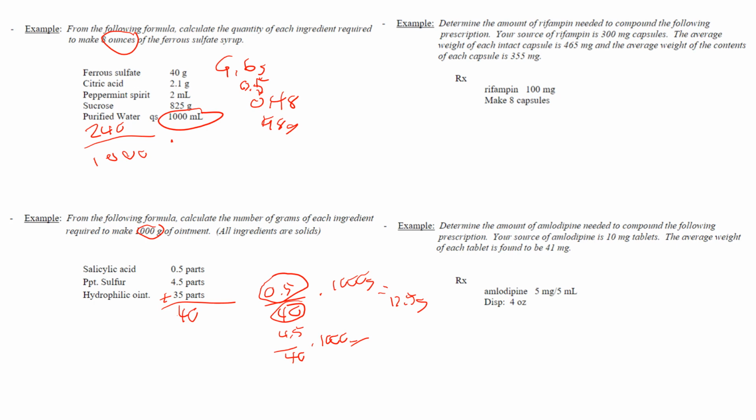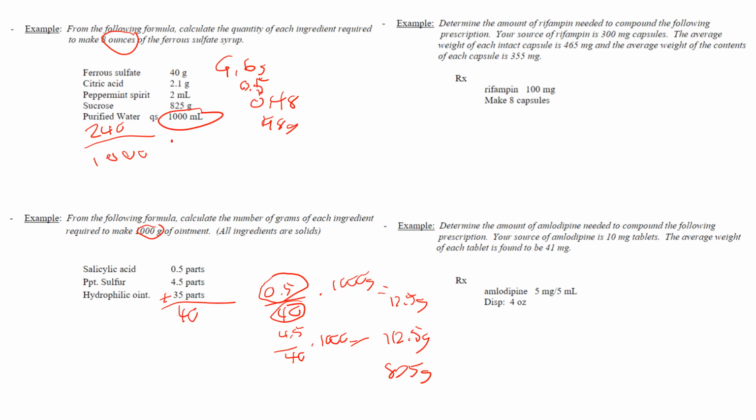And that gives us 112.5. And then finally, for the 35 divided by 40 of the hydrophobic ointment, we have 875 grams. And I didn't write out that last one, but it's the same process. A really easy way to check yourself is to make sure these all add up to 1,000. They do, so perfect. That's all you need to do for that problem.